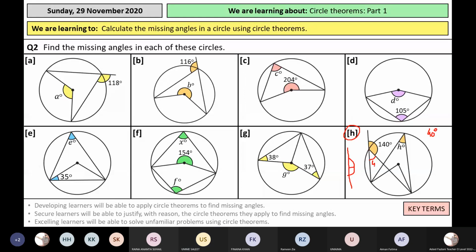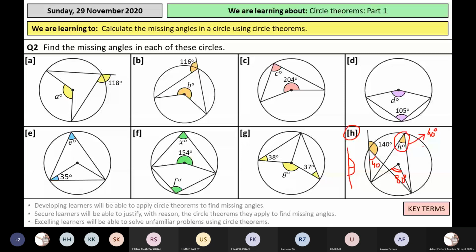If this is 40, then angle at the center is twice the angle at the circumference. You tell me what is the answer of this? According to this 40, what is the answer of this angle? 80. If this is 80, now tell me what is the answer of this? 40. Now you got it.